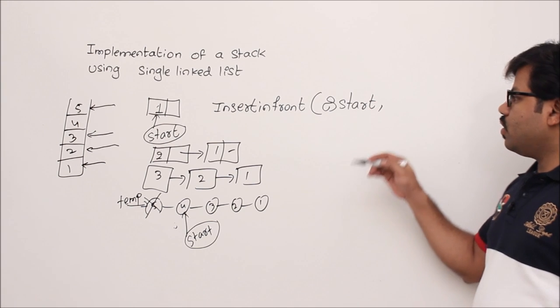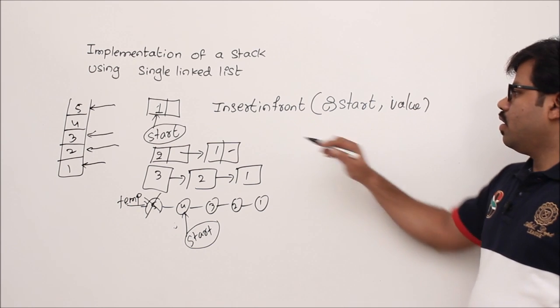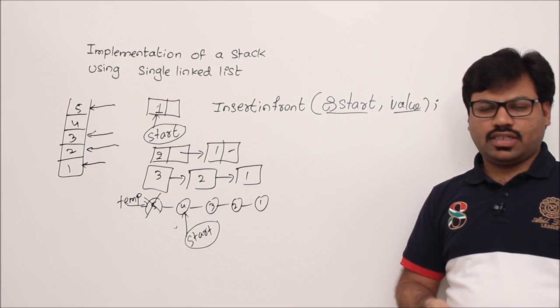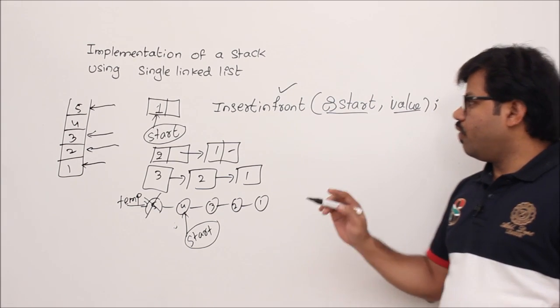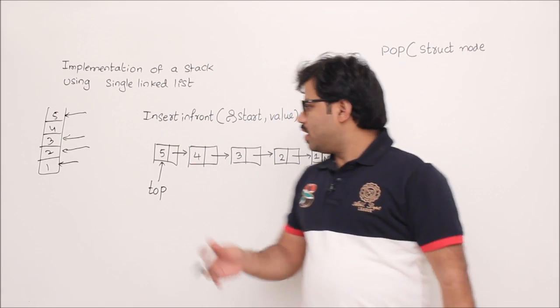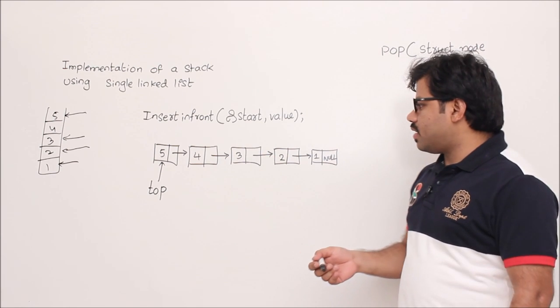And what is the other thing you should send? Value, right? So simply value. Whenever you do insert in front with start and value, what happens? Data will be inserted, right? Already I implemented it, remember it. Now we'll see how to implement pop. So this is your linked list. So also stack, right? We are implementing stack now.